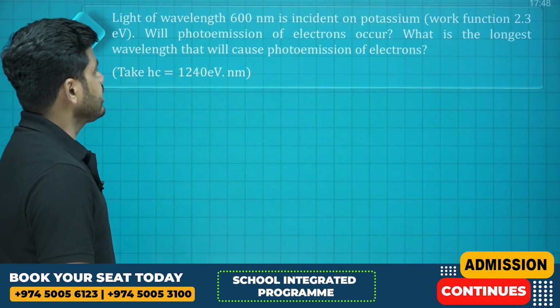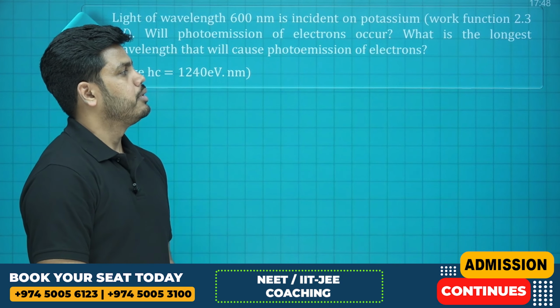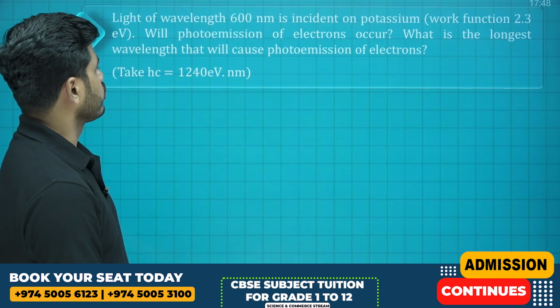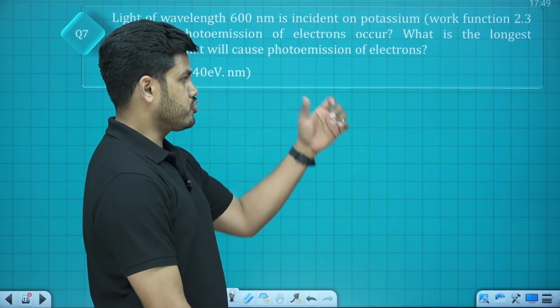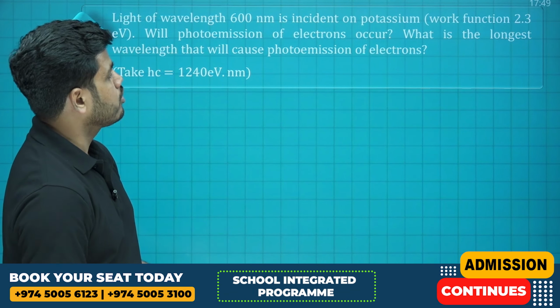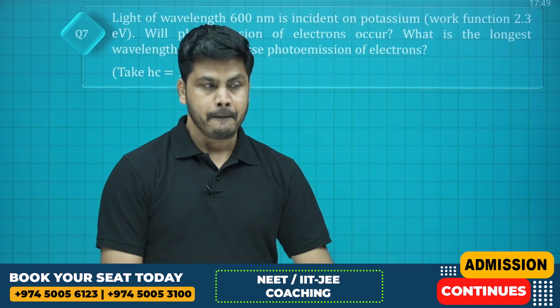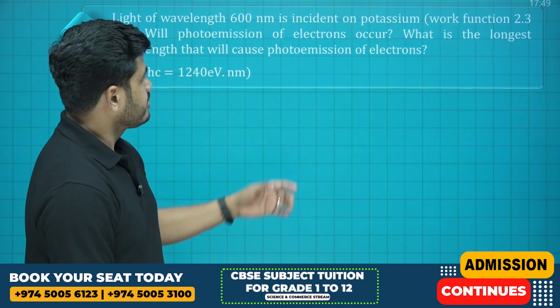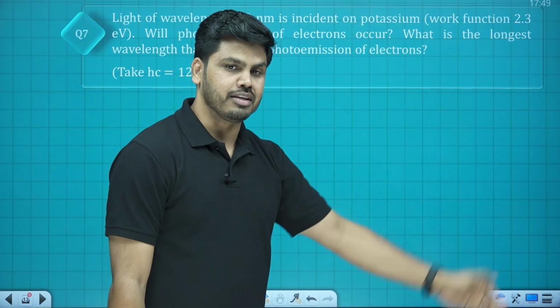Question number 7. Light of wavelength 600 nanometer is incident on a potassium surface with work function 2.3 electron volt. Will photo emission of electrons occur? Yes, we have to check whether it is possible or not. What is the longest wavelength that will cause photo emission of electrons? Longest wavelength is the shortest frequency, right? So we are asked to find out the threshold wavelength.